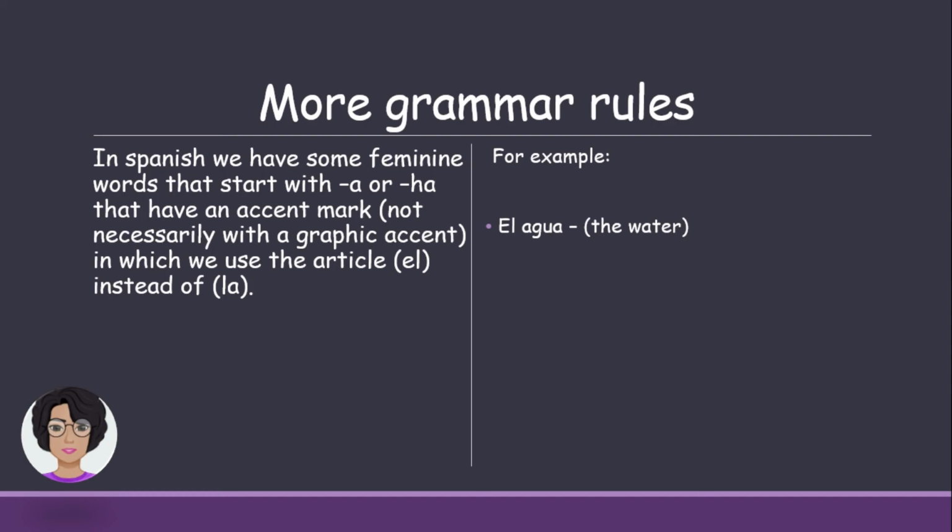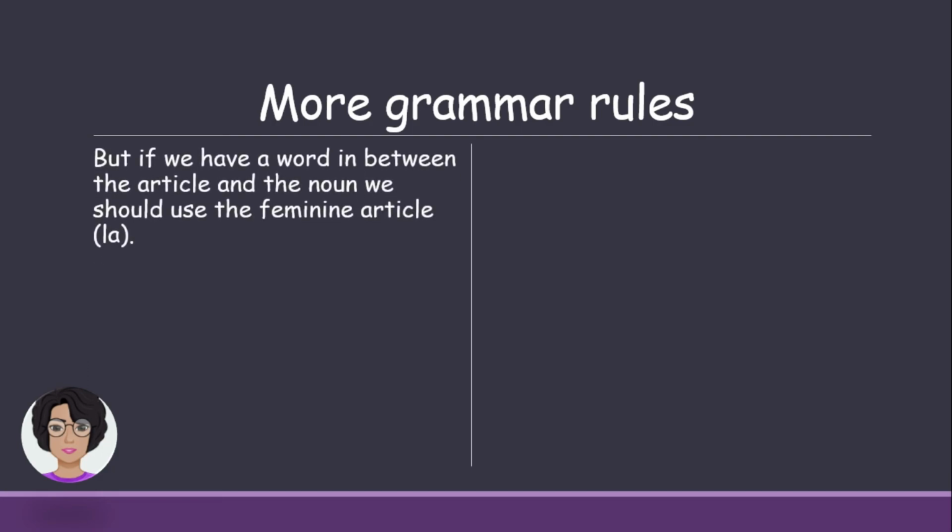Is el agua, el arma, el hacha, but of course we have some exceptions. If we have a word in between the article and the noun, we should use the feminine article la instead. And let me give you some examples. So remember that we use the article el. However, as I just explained here, if we have a word in between the article and the noun, then we cannot say el mismo arma in this case. This is incorrect. So we should say la misma arma.